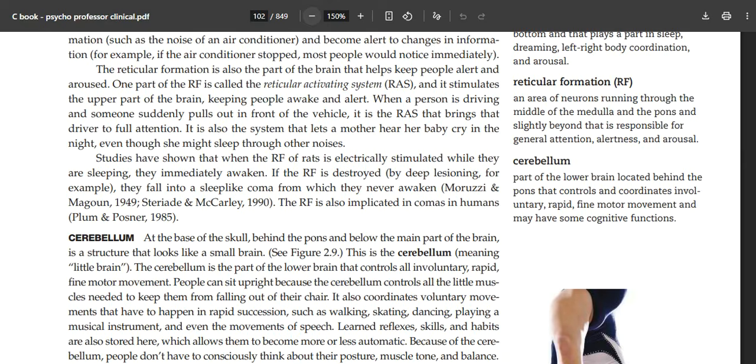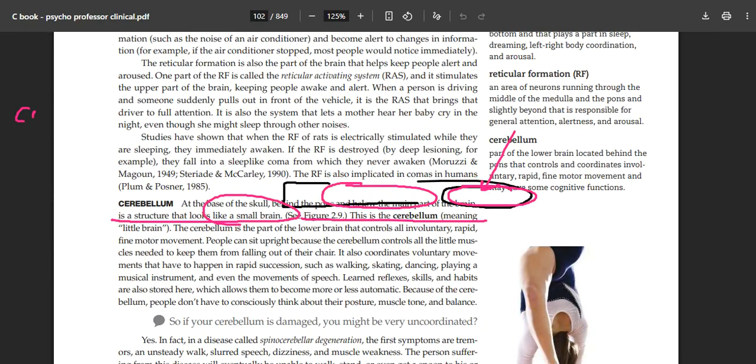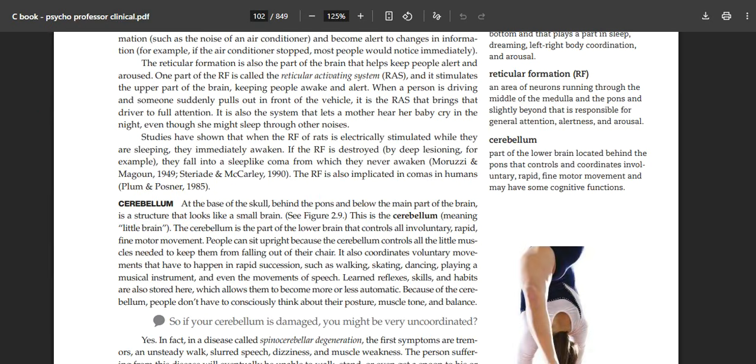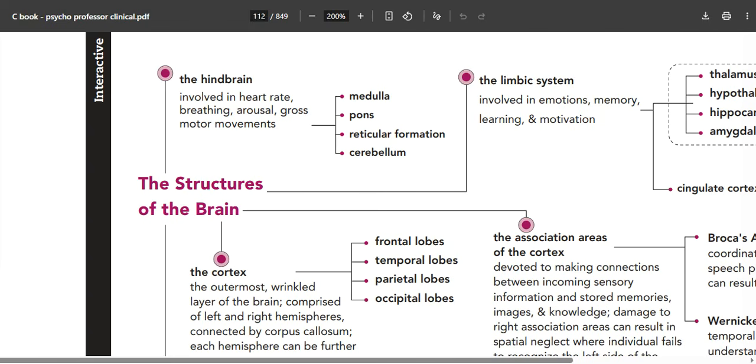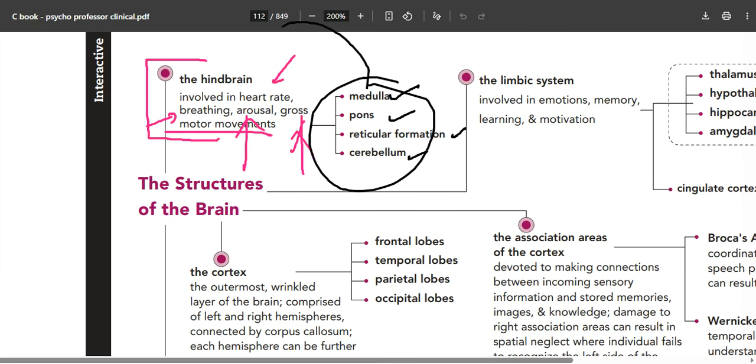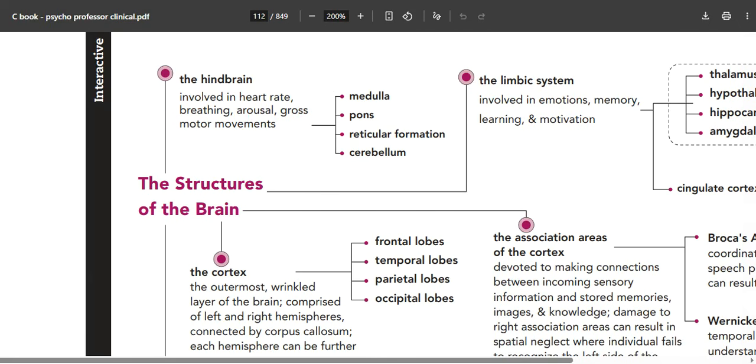Can you just think of this, that if somebody is in a state of coma, whether or not their RF is activated? Ask yourself, try to find out. The RF is also implicated in comas in humans. And now you can see the hindbrain is involved in heart rate, breathing, arousal, gross motor movements: medulla, pons, reticular formation, cerebellum. This will form part of your hindbrain, not the midbrain or the forebrain.